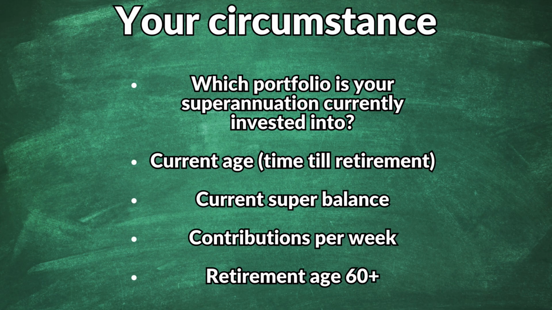What you need to do is look at your current portfolio, what you are invested into, your current age, your current super balance, contributions per week, and on the compound interest return calculator, see what you can achieve by making these little changes. So in the previous video, we looked at the different portfolios and their returns, what they invested into, like asset classes, and you would see that mostly they invest into the same things.